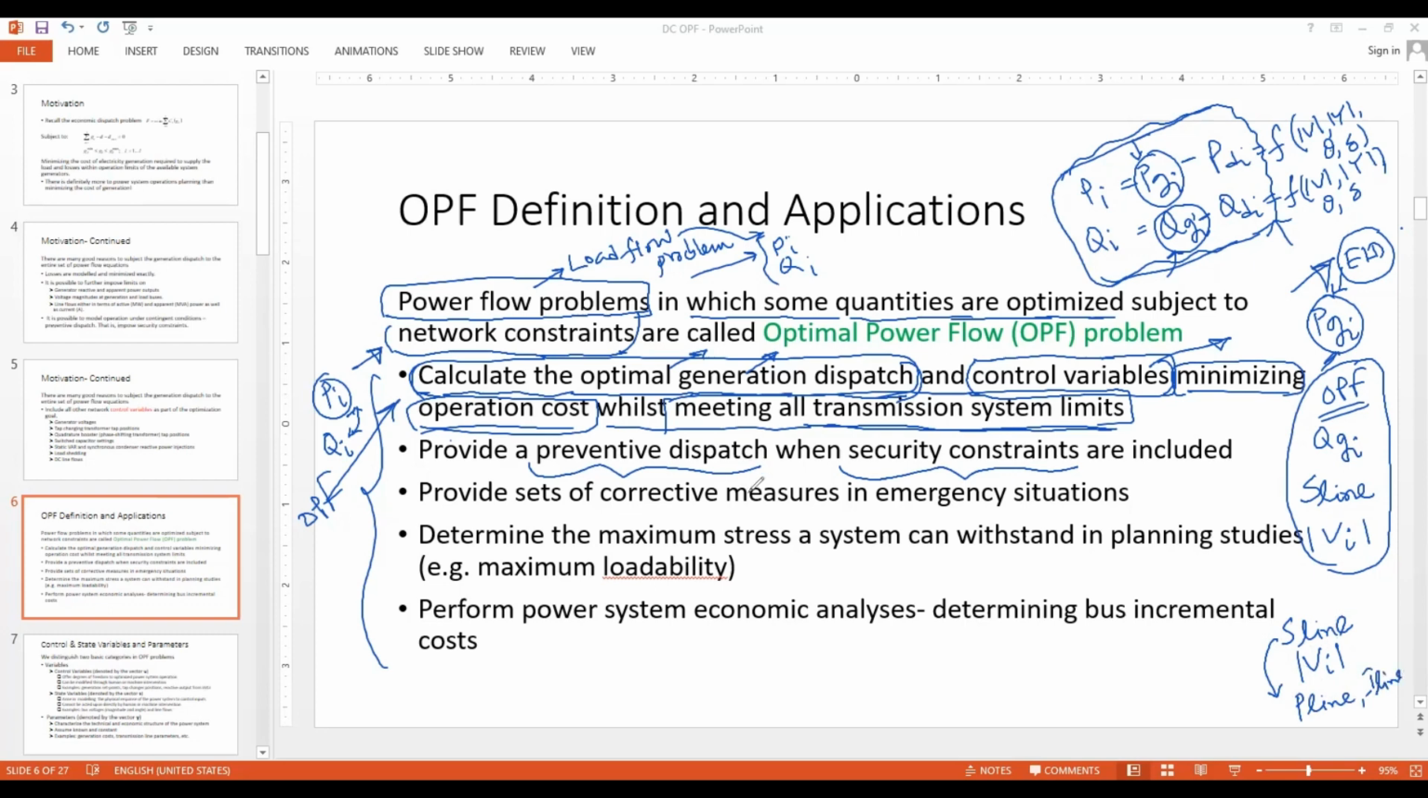So this is the preventive dispatch, meaning before the problem occurs in the power system, we plan beforehand, and we decide our dispatch in such a manner that we are in a preventive mode. We do not want the problem to occur. On the other hand, the corrective dispatch is for emergency situations, meaning any kind of issue, any kind of contingency that occurred that was not planned beforehand.